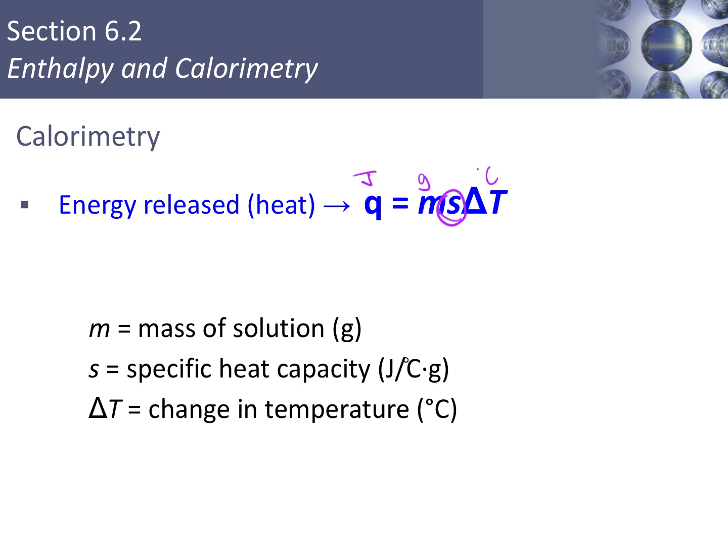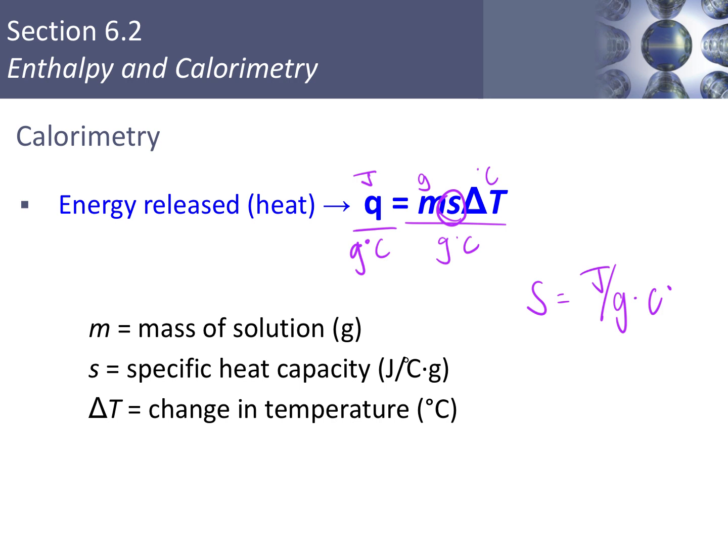So if I rearrange my equation to solve for S, I would have to divide by grams and degrees Celsius. So that's where the unit comes from. The unit for S is joules divided by grams times degrees Celsius. Do you see where that comes about? Unfortunately, there's not a nickname for that unit.